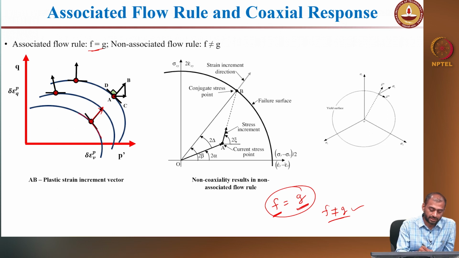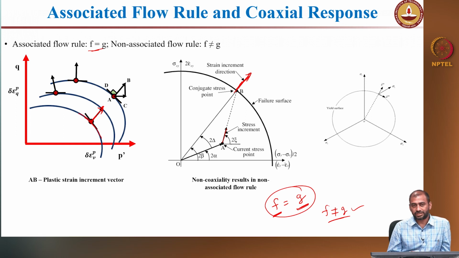If this plastic strain increment is normal to the yield locus, then it follows the normality condition. And if the plastic strain increment and the stress are in the same direction, this is the current stress point, and the current stress state and the strain increment are aligning with each other, then the material response is said to be coaxial. But as you know, the soil response is complex.